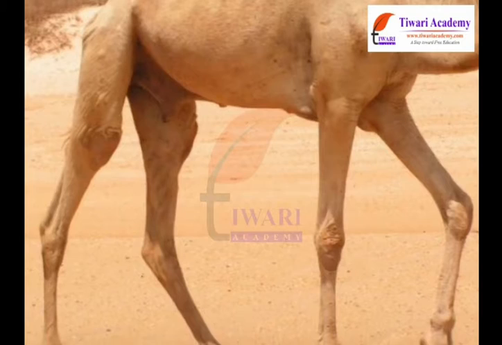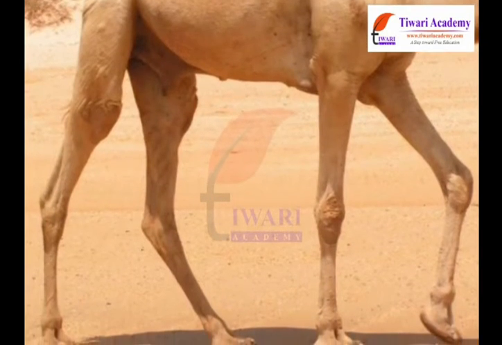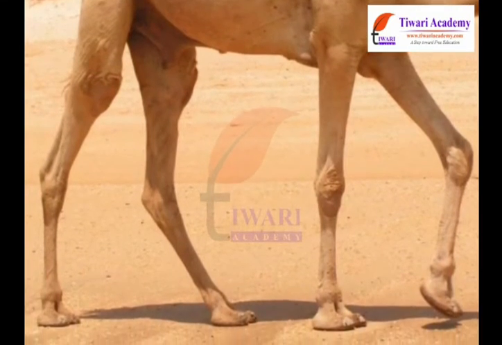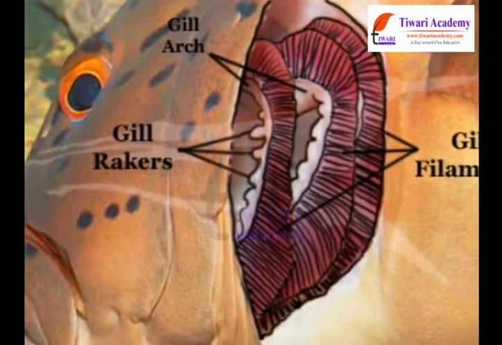Example: camels have long legs, which keep their body away from the heat of sand. Fish have gills, which help them to use oxygen dissolved in water.